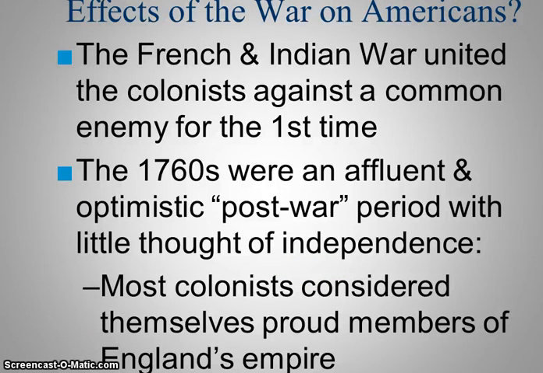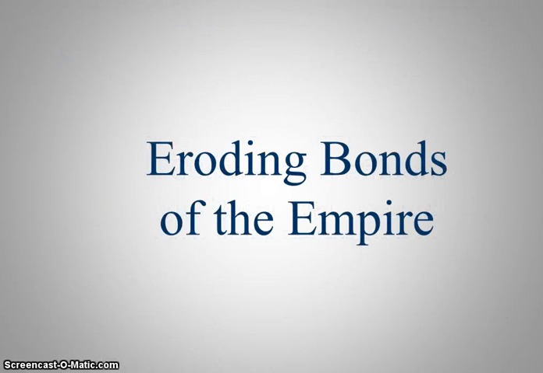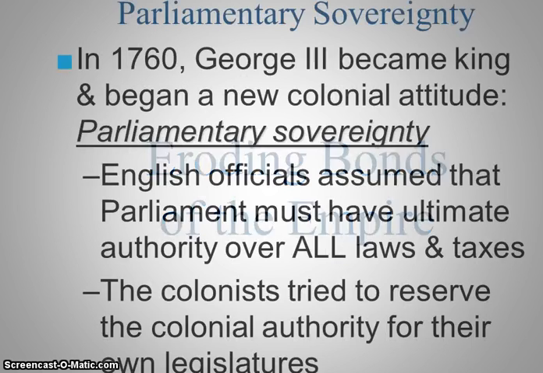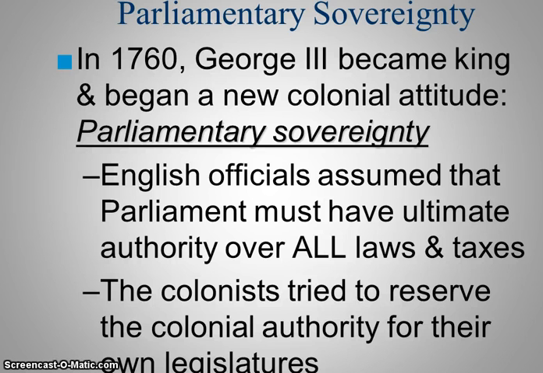So the French and Indian War united the colonists against a common enemy for the first time, the French, and then later the British. The 1760s were an affluent and optimistic post-war period with little thought of independence. Most colonists in the 1760s were what we would call today loyalists. They were proud members of the English Empire. But those bonds begin to erode as Parliament and the king attempt to assert their power over the colonies and get them back into line and to pay for the war debt.